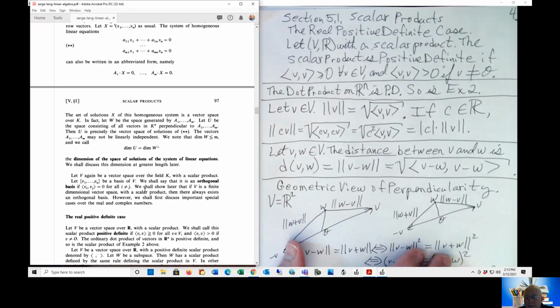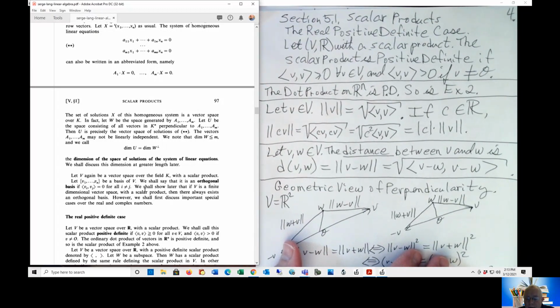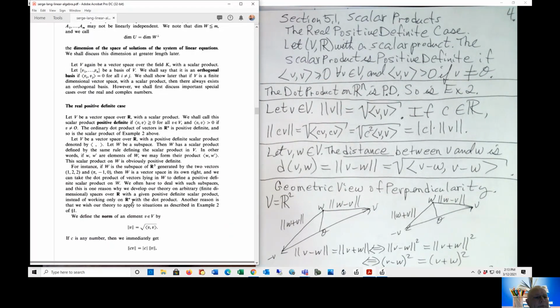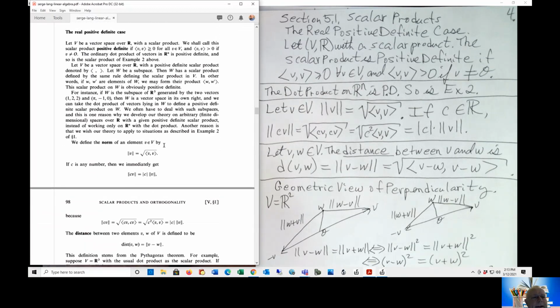Now, for the remainder of Chapter 5, Section 1, we're going to restrict our scalar field K to be the real numbers. We'll look at the complex case in the next section and in subsequent sections. So the remainder of the first section is the real case. And we're going to look at what we call the real positive definite case. Now, the property called positive definite could also be labeled as SP5. All right, the real positive definite case.